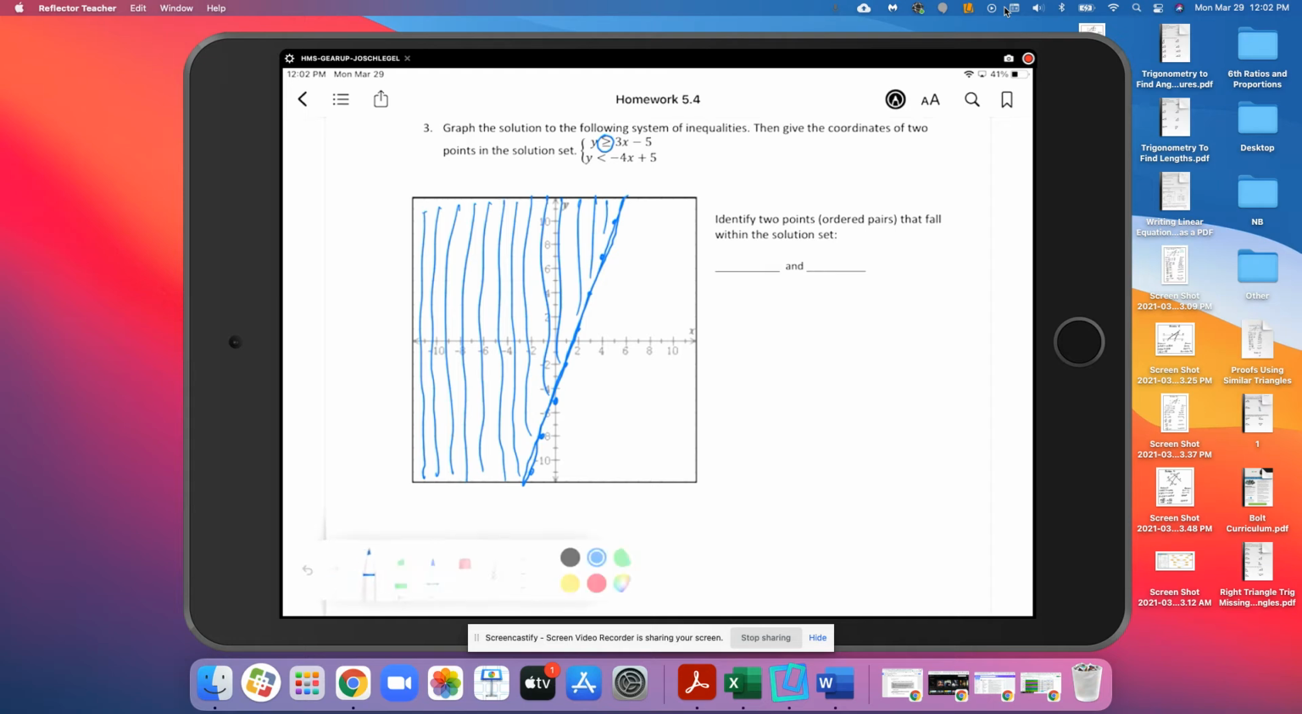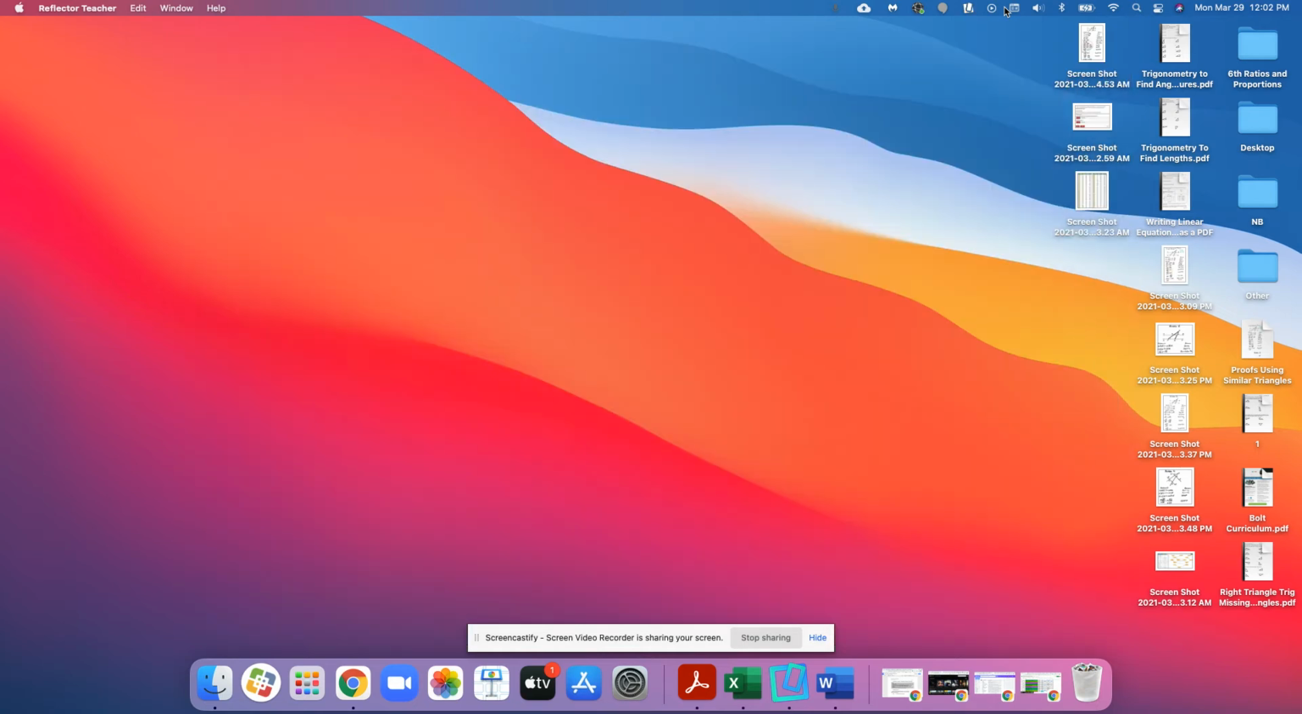All right, and then next for us, we're going to have y is less than -4x plus 5. So slope of -4. And this is going to end up being a dotted line, folks, because it is just a less than symbol.